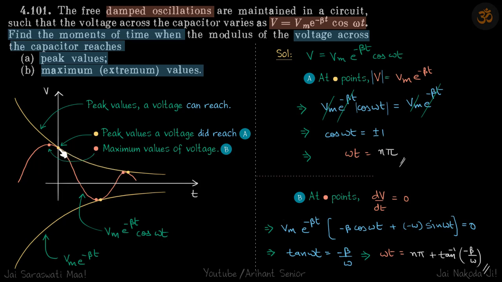So these will be the values of n pi. For example, right here you can see when n is equal to 0, this point is reached, and this yellow line will be on pi when omega t is equal to pi, and the red dots will be slightly before them, that is n pi plus tan inverse minus beta by omega.